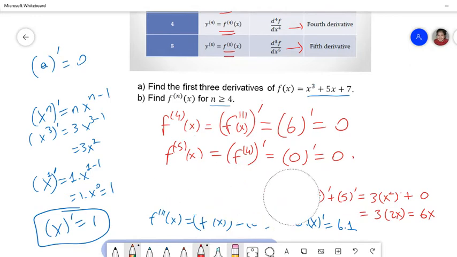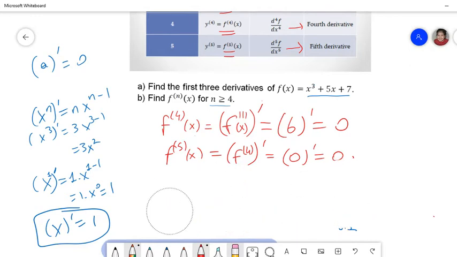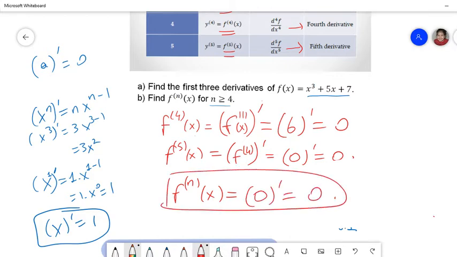So for n bigger than or equal to 4, we will end up with this. Keep taking the derivatives, and we will have the nth derivative of f equal to 0 for n bigger than or equal to 4.